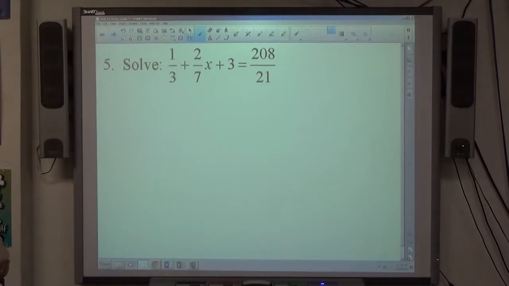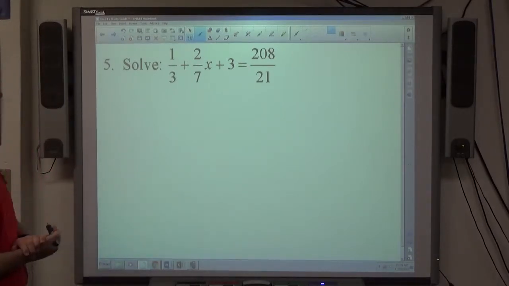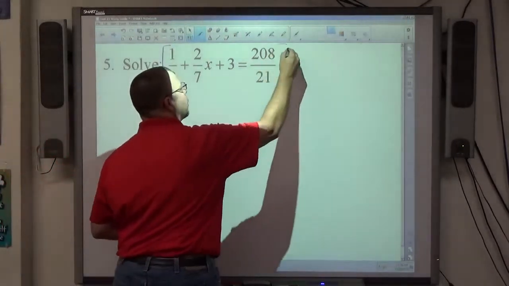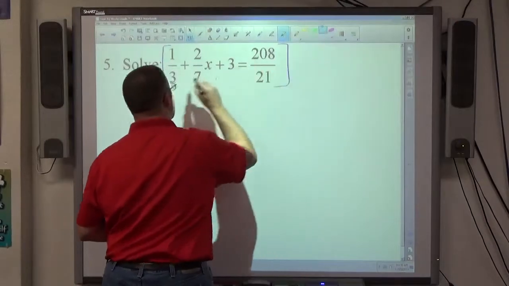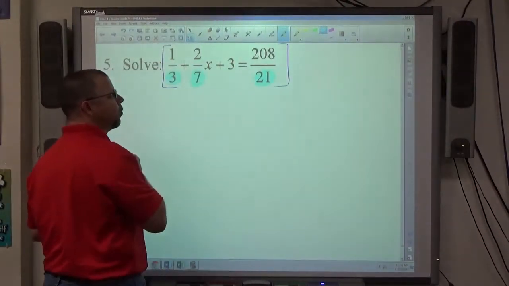Number 5, solve this equation. We have a fraction equation. My recommendation at this point has been to get rid of the fractions. So the least common denominator of the three denominators that I see, 3 and 7 and 21, is 21.